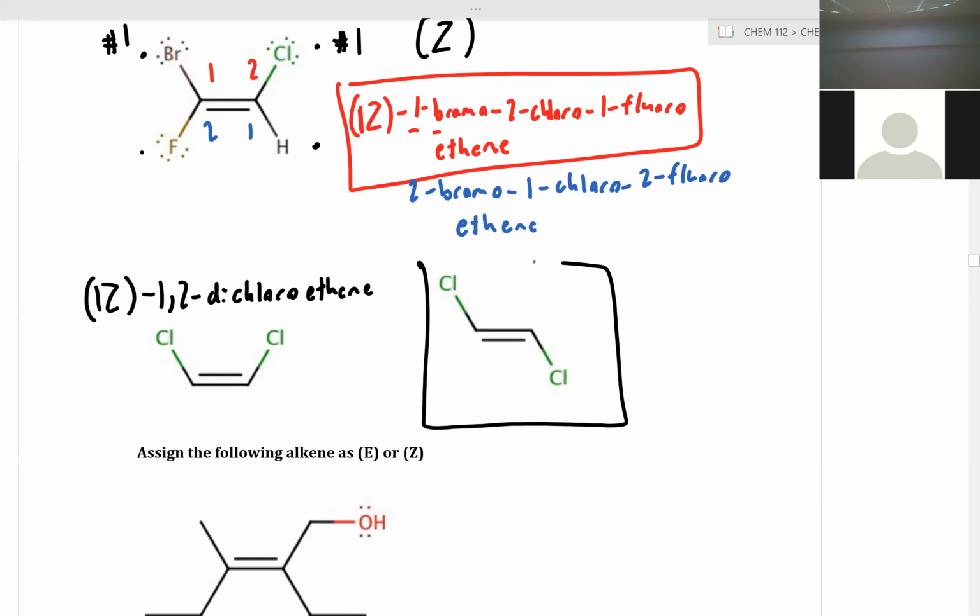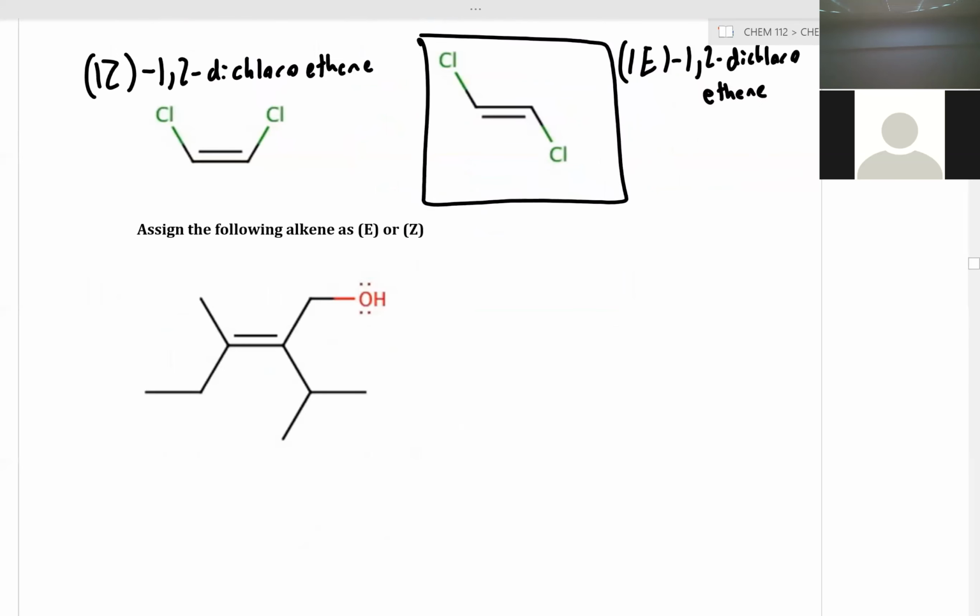Looking at this next structure here, are our substituents E or Z? Is this alkene an E alkene or a Z alkene? See a lot of responses of E. That's exactly right. So this would be 1E, 1,2-dichloroethene. Wonderful, wonderful. A lot of reasonable responses so far.